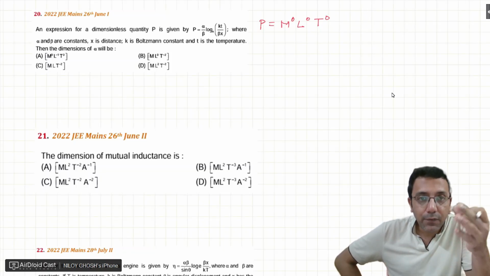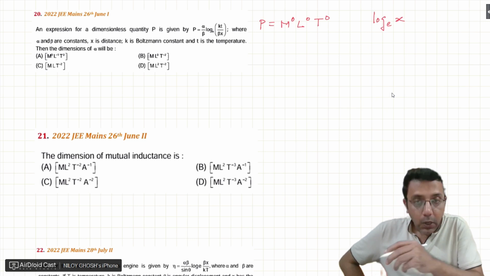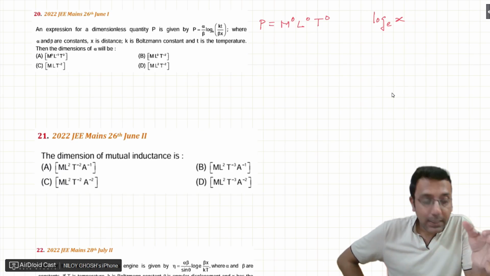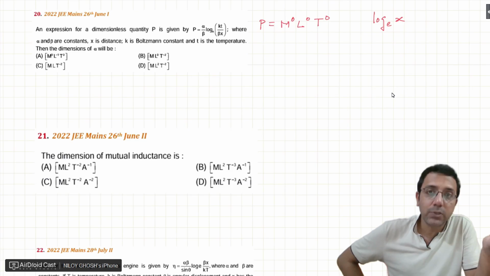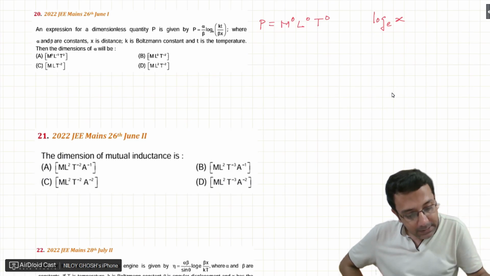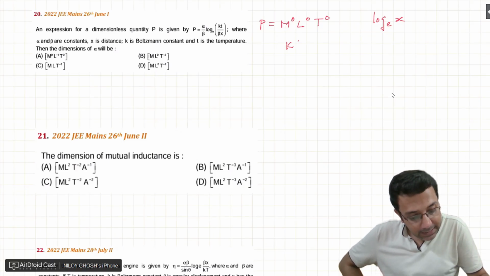Okay. Now, the terms inside have a logarithmic term. What is the dimension of a logarithmic term? If the argument of log x is dimensionless, then log x is also dimensionless. So whatever the term inside the logarithm, that is kt by beta x, should also be dimensionless. So this also I am writing as M0 L0 T0.